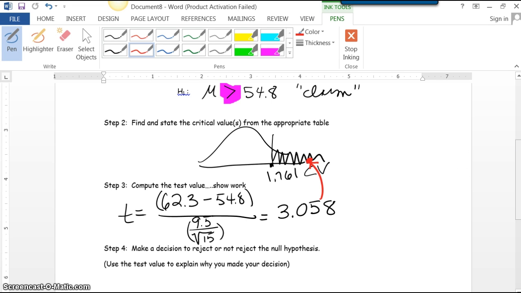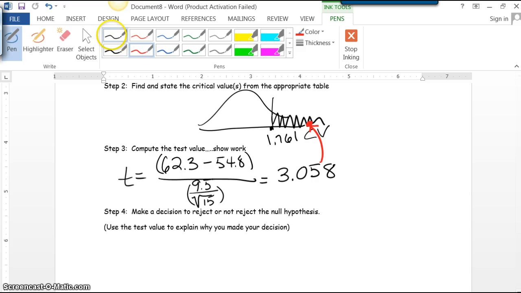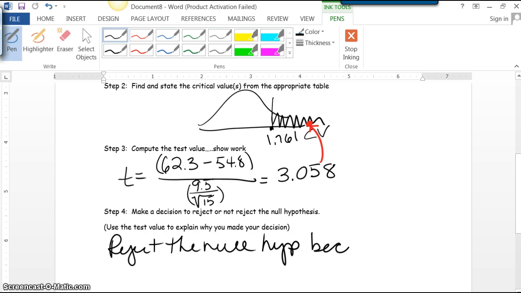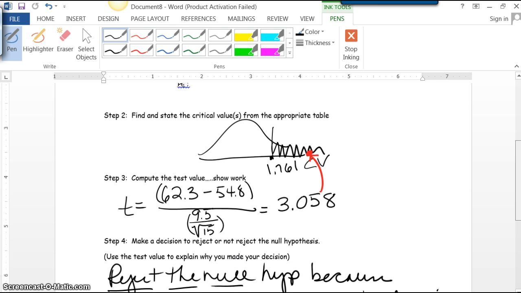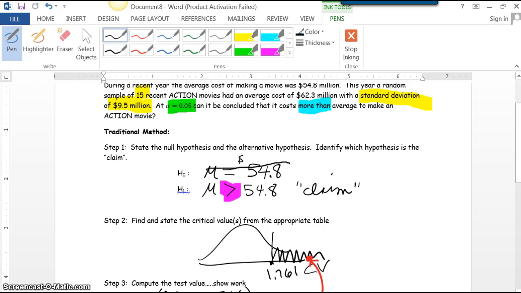And so when we make our decision in step 4, we are going to make the decision to reject the null hypothesis, because the test value is in the critical region. So we're rejecting the null hypothesis. And when we come back up here and we reject this null hypothesis, we're saying that the alternative is true, and the claim has been attached to the alternative, so we're supporting the claim.